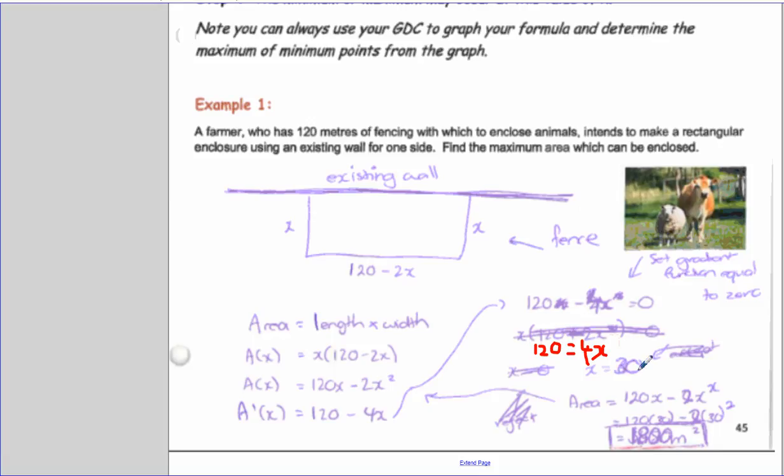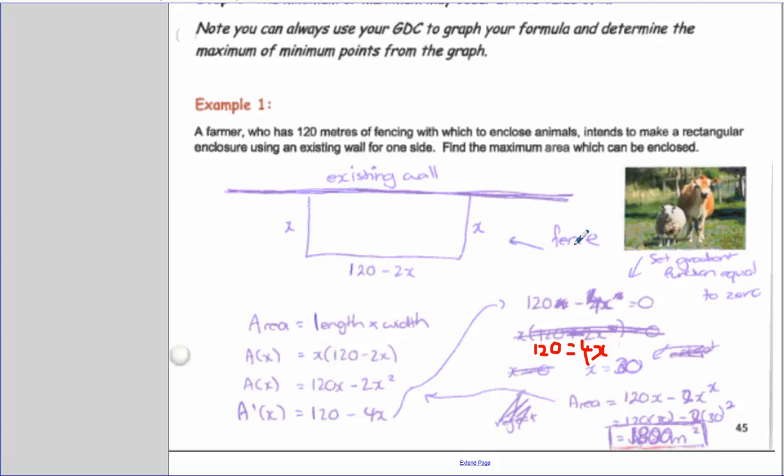So we found out that to get the maximum area, we need this length, the width, to be 30. That's what we've just found out. And the length should be 120 minus 2 times 30. So 2 times 30 is 60, 120 minus 60 is 60. So to get a maximum area, we need a width of 30 and a length of 60. Amazing stuff. So to find the area that needs to be enclosed, you would just take 30 times 60, because area is length times width.